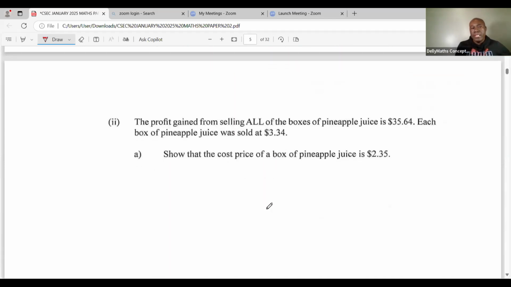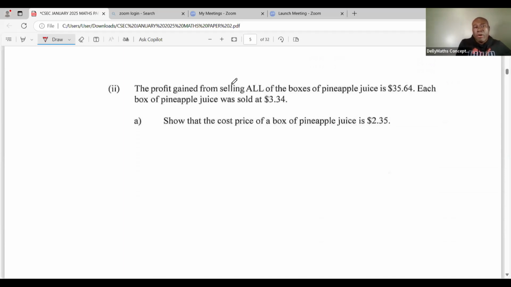Now, the B part to the question says here, the profit gain on selling all those pineapple juice. So the profit gain on selling all the pineapple juice is actually $35.64. Each pineapple juice was sold at $3.34. We want to do a proof here. We want to show that the cost price is $2.35. What we have here to do is that we're going to work this out, okay?